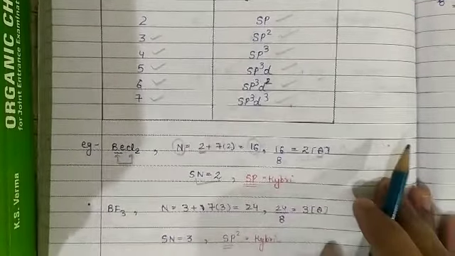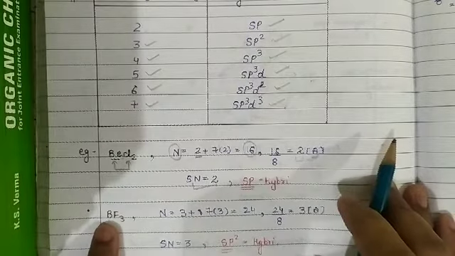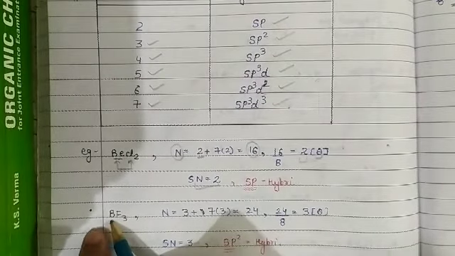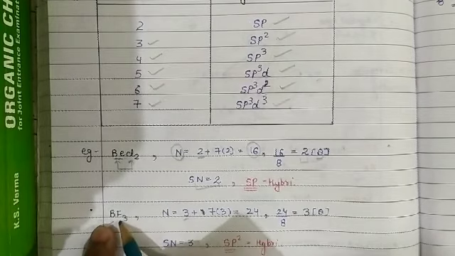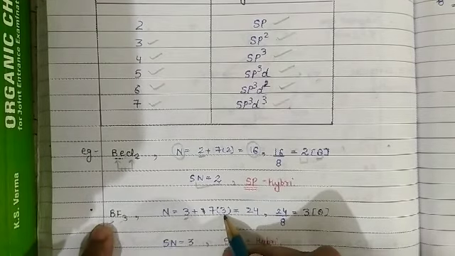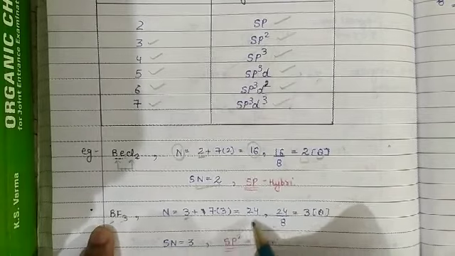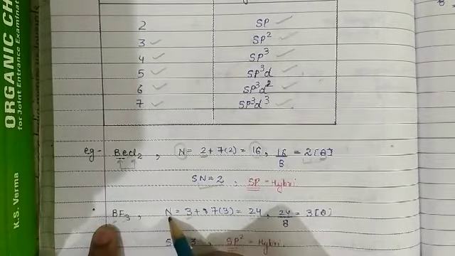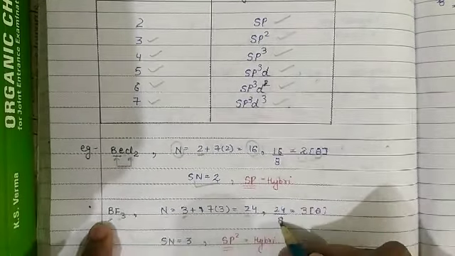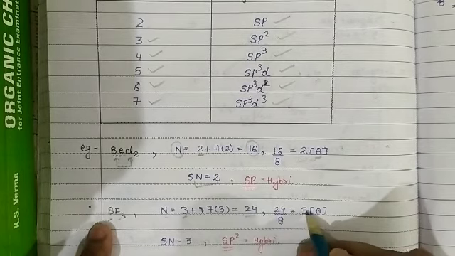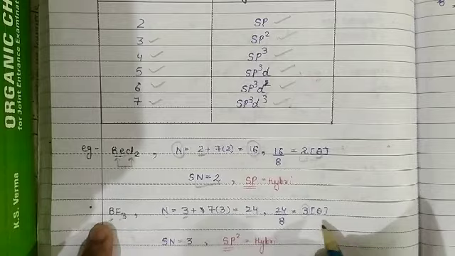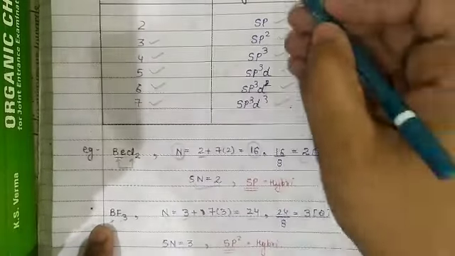Another molecule is BF3. Again, boron is a group 13 element. Valence electrons in boron are 3, and in fluorine 7. 7 threes are 21, so 21 plus 3 is 24. Now divide the valence electrons by 8. When 24 is divided by 8, it divides completely and we get 3 as the quotient. Now again the remainder is 0.